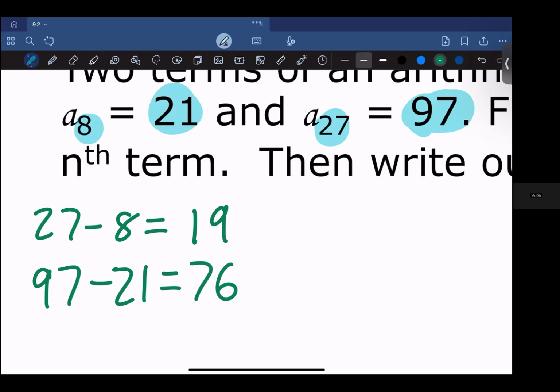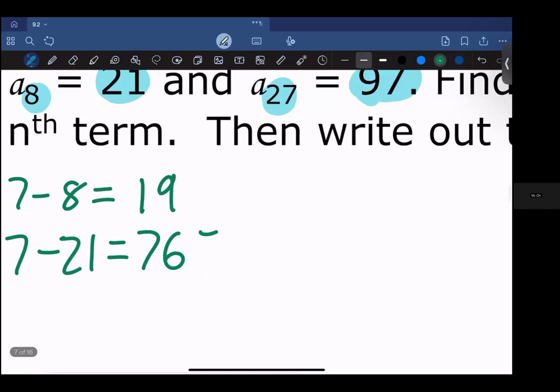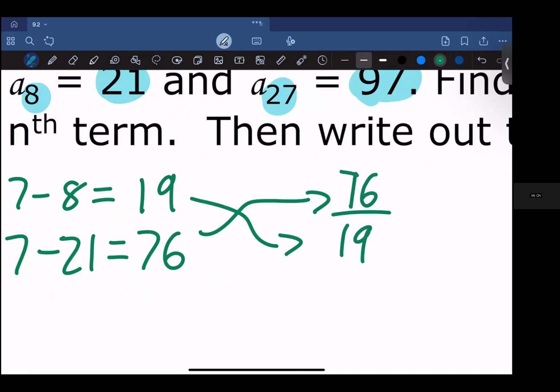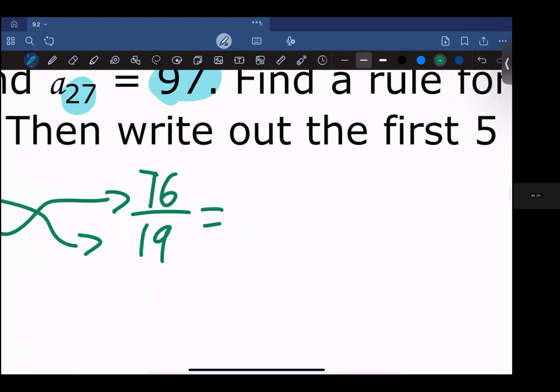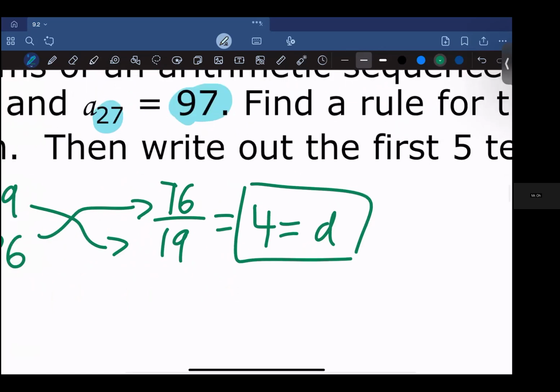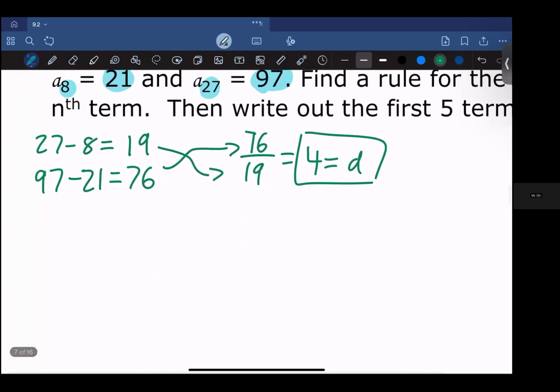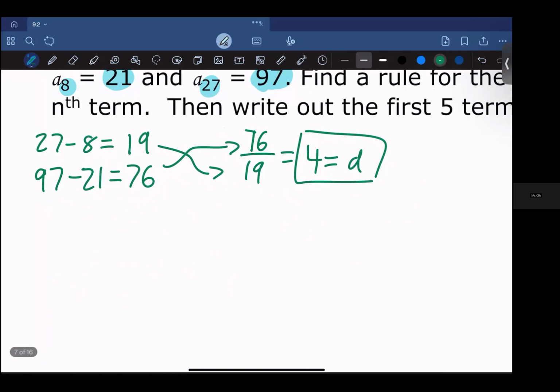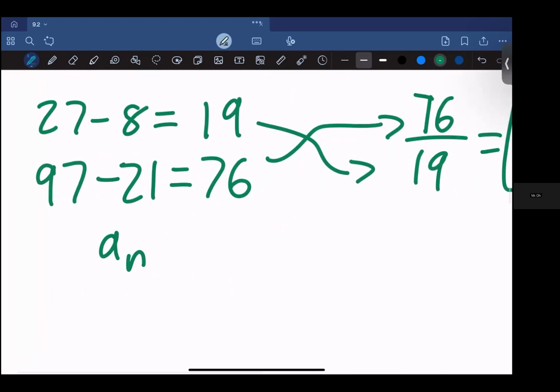Okay, so with these two parts, what you can do is divide these. 76 divided by 19 is actually going to give us 4, which is our common difference. Okay, very cool, very exciting. We love math. Knowing this, we have a lot of parts. We're going to do a sub n equals a1 plus n minus 1 times 4. Okay, so we're almost done.